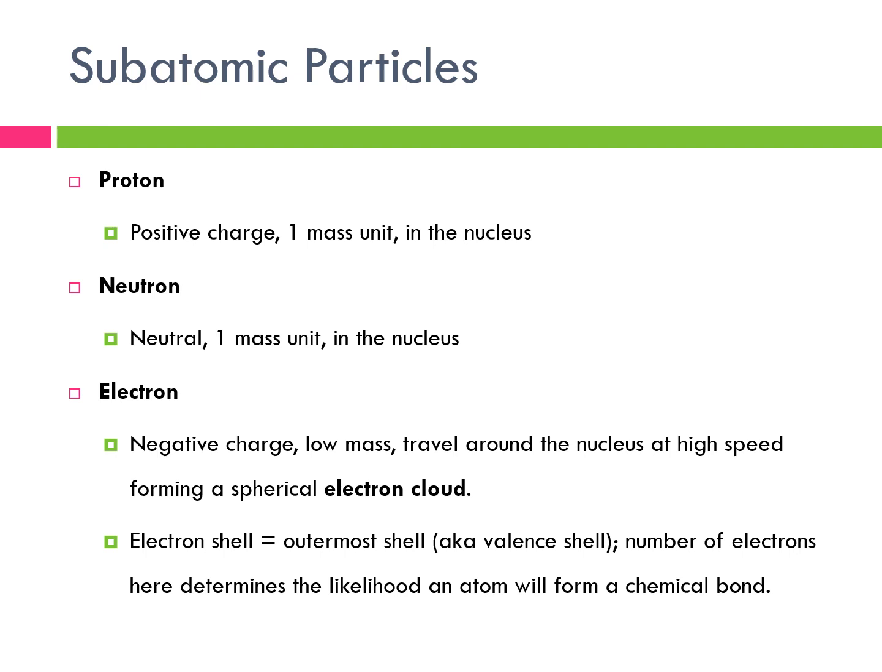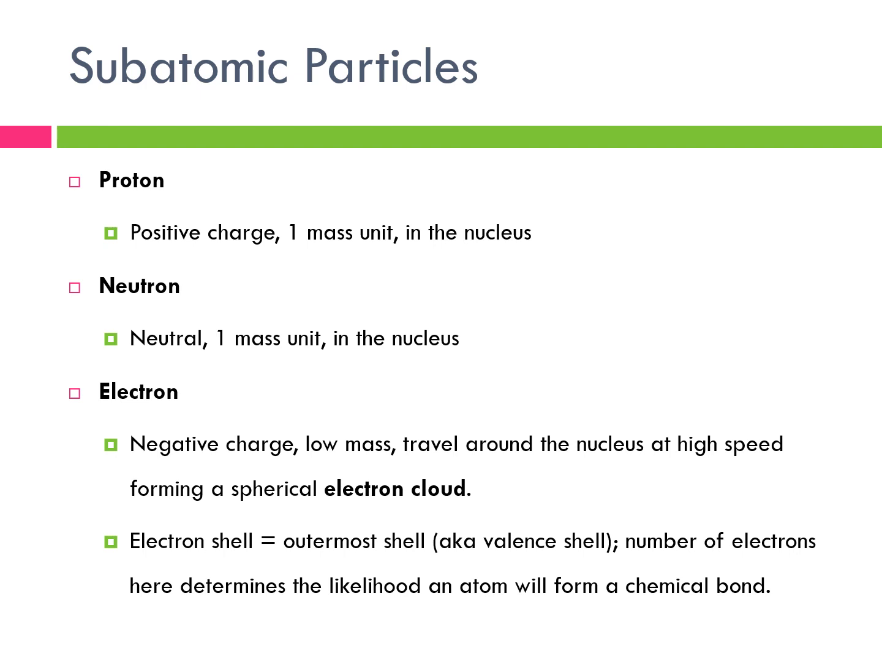So like I said, protons are positively charged. They are one mass unit in the nucleus. So if you have 1 proton, then you are 1 mass unit. Neutrons are neutrally charged, and they are also 1 mass unit. And most atoms have the same number of protons and neutrons. And then electrons are negatively charged, and they are low in mass. So they're very, very small.